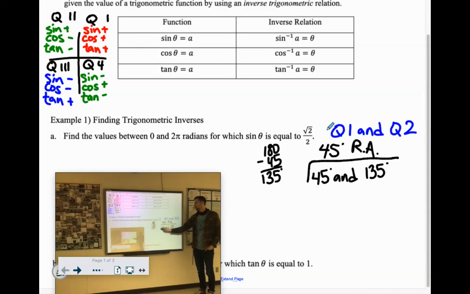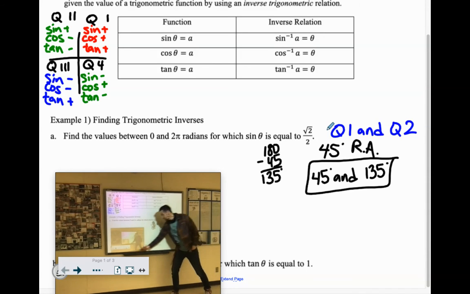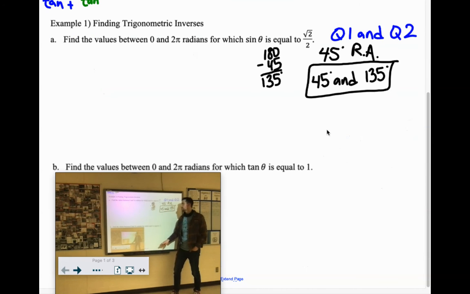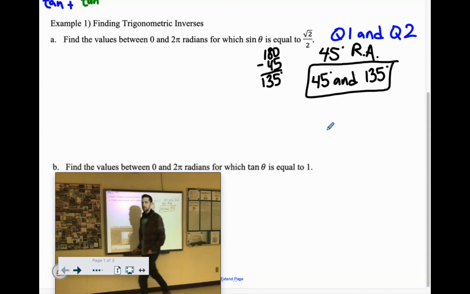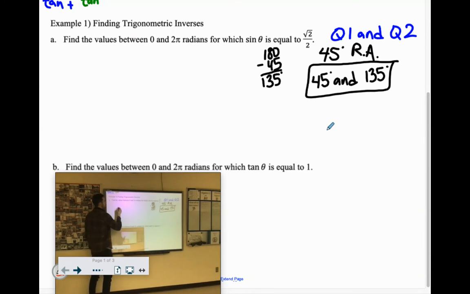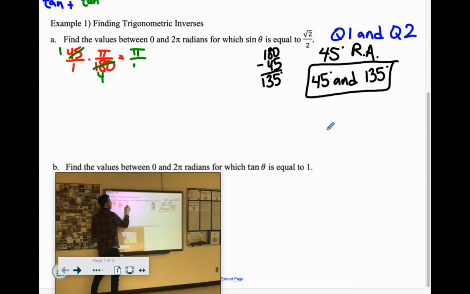But we're also going to try getting this in radians. So we can just do a simple conversion, which we've done 100 times. So we can say 45 over 1 times pi over 180. Now you're going to see 45 a lot because it's a reference angle. So 45 goes into 180 4 times. So our final answer here would be pi over 4.